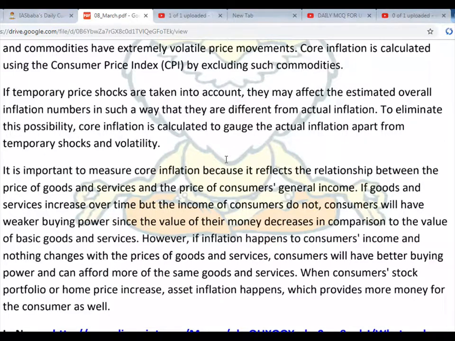If temporary price shocks are taken into account, they may affect the estimated overall inflation number in such a way that it is different from the actual inflation. To eliminate this possibility, core inflation is calculated to gauge the annual inflation apart from temporary shocks and volatility.